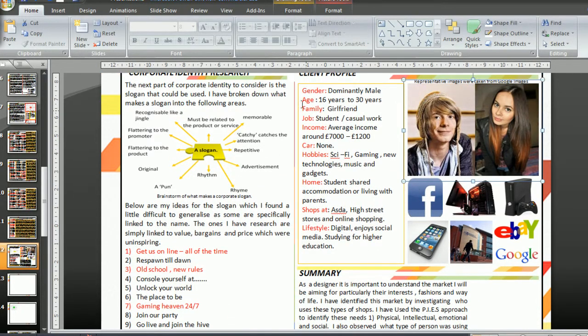So all I've done there is come up with a description of the type of person I'm going to try and give my shop to attract them in, is the easiest way of saying it, but I'm trying to tie into all the things that they would like. So for hobbies I've looked at things like sci-fi, gaming, new technologies, music and gadgets.